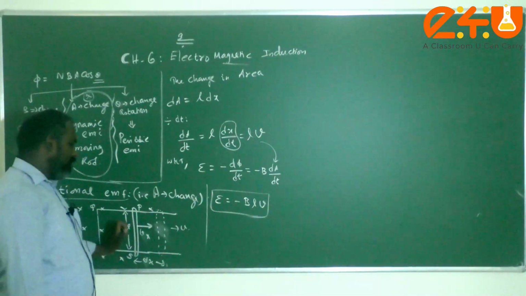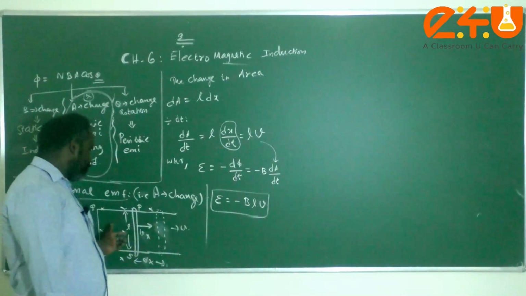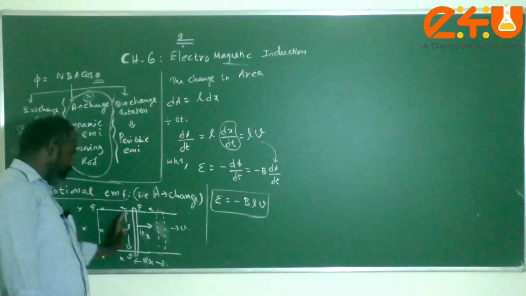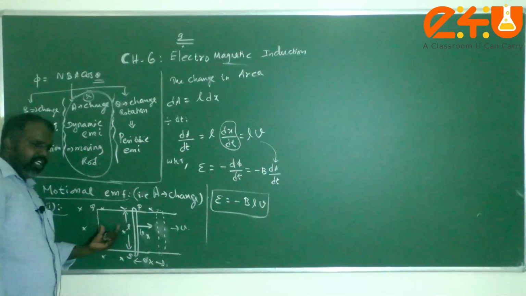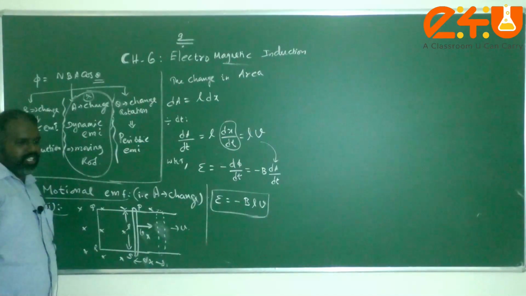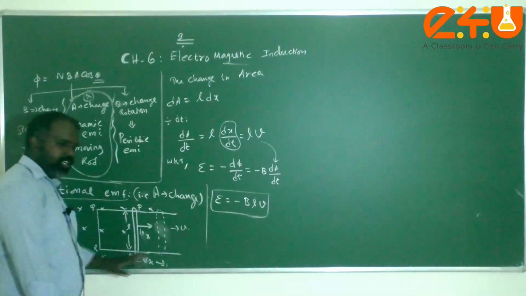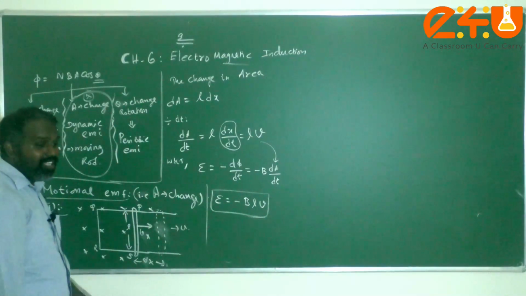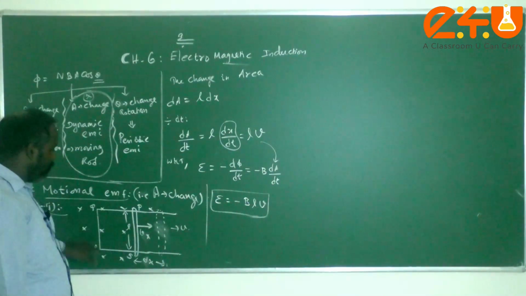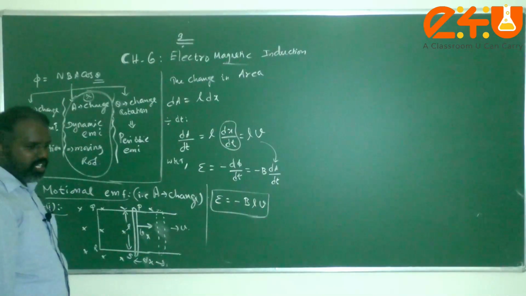As we said, if the motion is outward, the flux will increase. If it is moving in the inward direction, the flux will decrease because of the decrease in area. So in this situation, what will happen? The direction of the induced current may get reversed. Since it is a closed loop, what will happen? The induced current will flow.